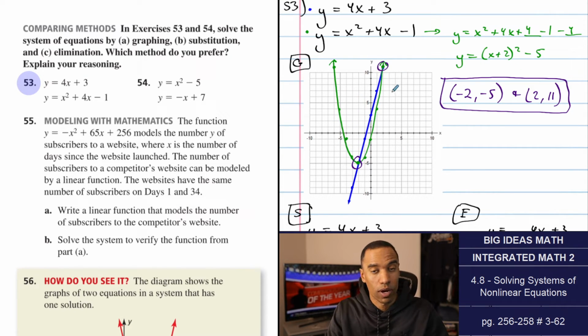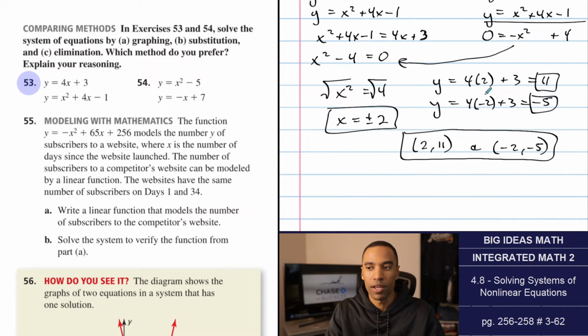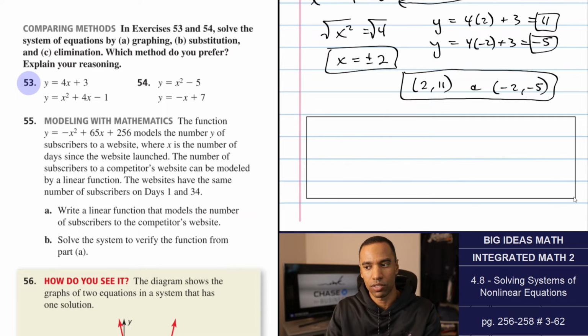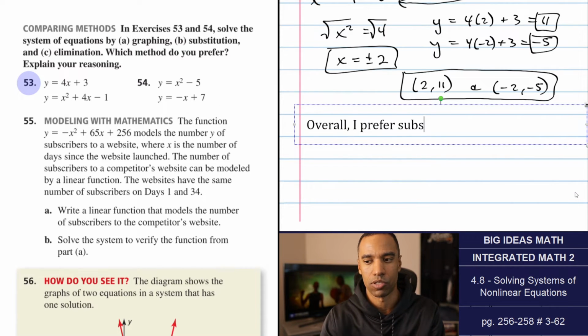Now listen, the graphing one here wasn't bad. I mean, if you're good on stretch factor or completing the square and stuff, that was the quickest one, I guess, sorta, because the plugging in after takes a minute. Overall, in this problem notwithstanding, I prefer substitution.